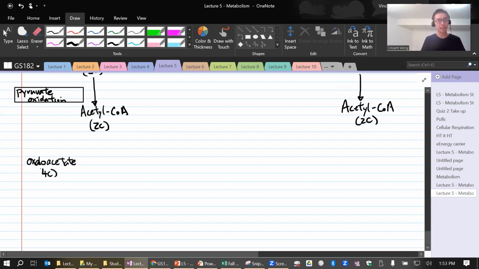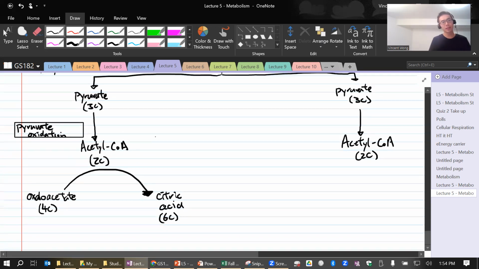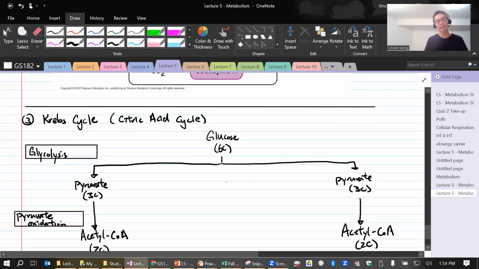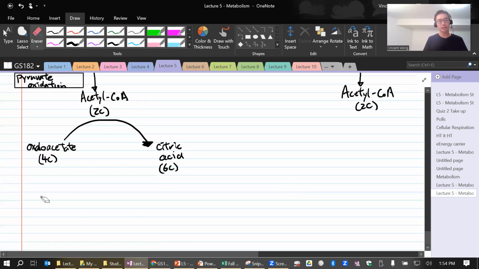And it's a 4 carbon base. So these two will combine, right? And then you get citric acid. 2 plus 4 is 6. Okay, so that's why the Krebs cycle is also called the citric acid cycle, because the first product in this stage is the citric acid, right? And then there will be multiple steps in between. But ultimately, because it's a cycle, you will regenerate the oxaloacetate.